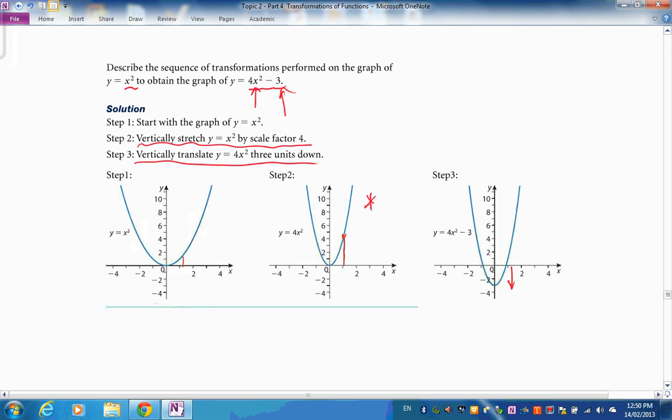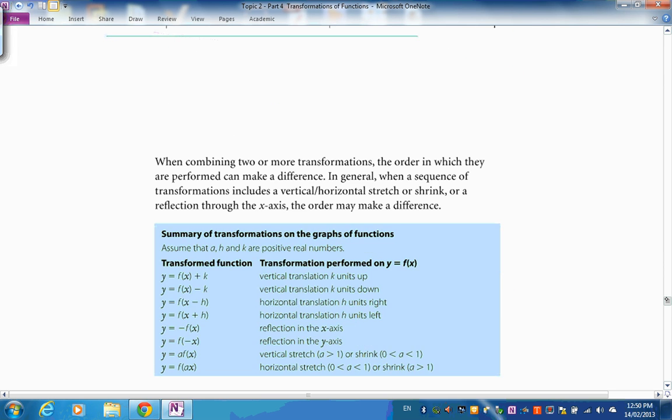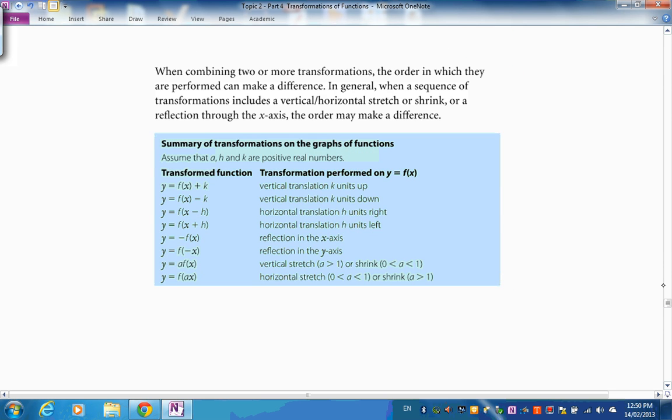All right, let's do another summary here. When combining two or more transformations, the order in which they are performed can make a difference.